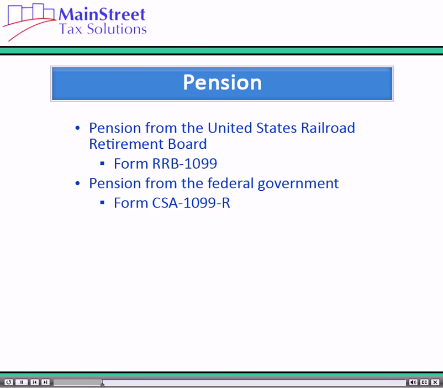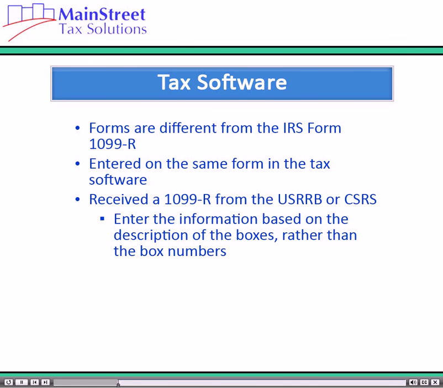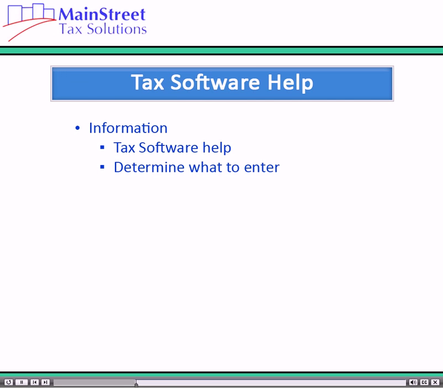If you receive a pension from the United States Railroad Retirement Board, this income is reported to you on Form RRB 1099. If you receive a pension from the federal government, this income is reported on Form CSA 1099-R. Though these forms are different from the IRS Form 1099-R, they are entered on the same form in the tax software. If you receive a 1099-R from the USRRB or CSRS, enter the information based on the description of the boxes rather than the box numbers. There is information in the tax software help which helps you determine what to enter in the software.